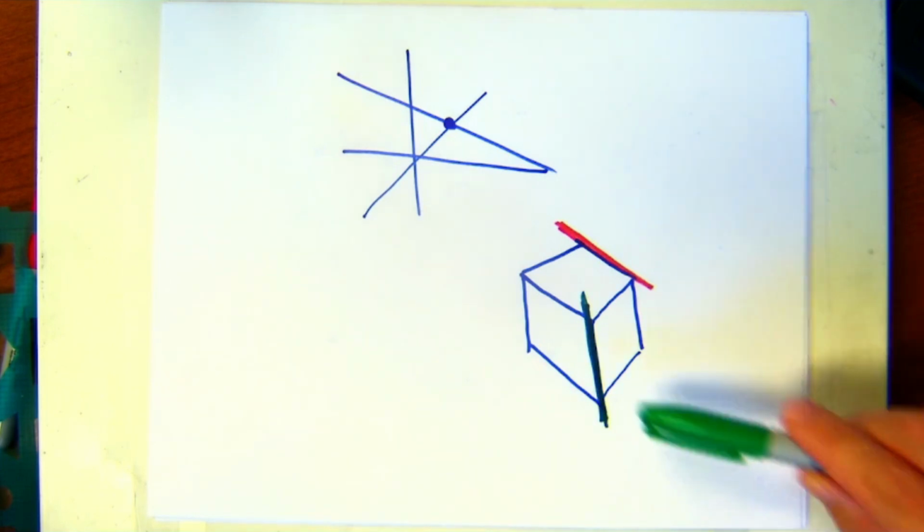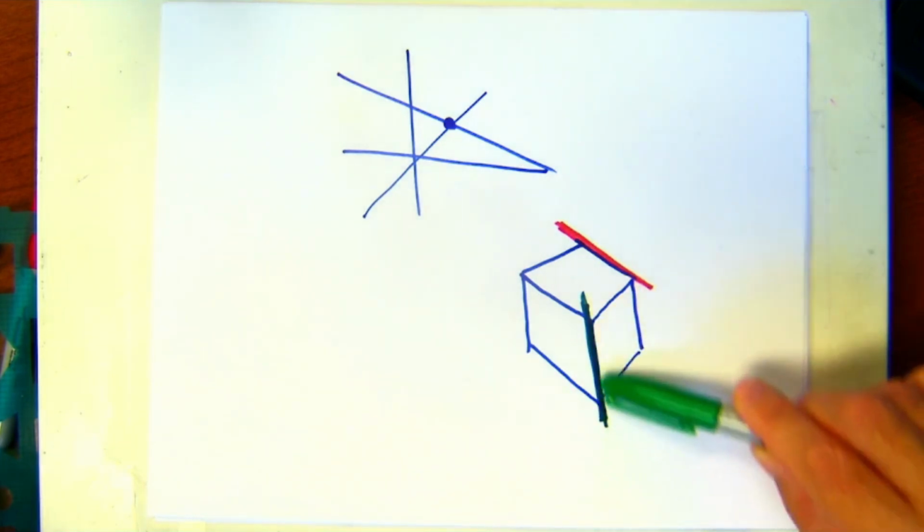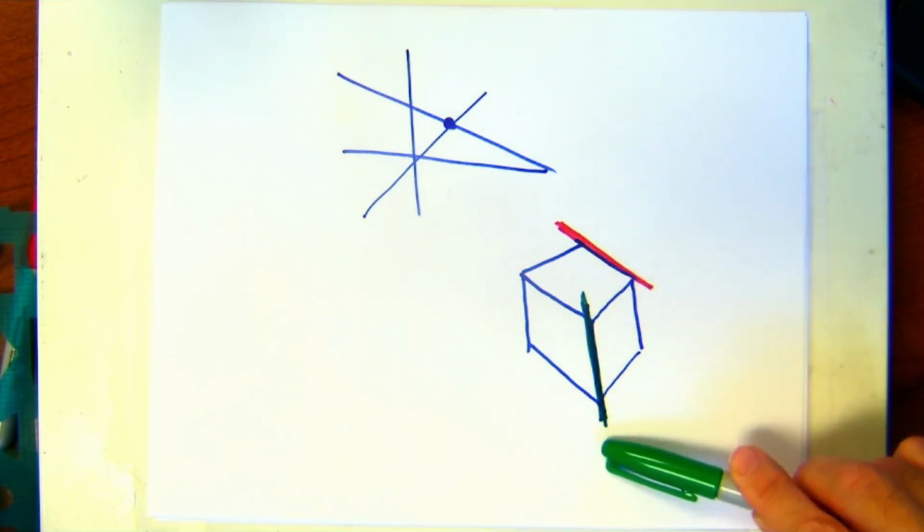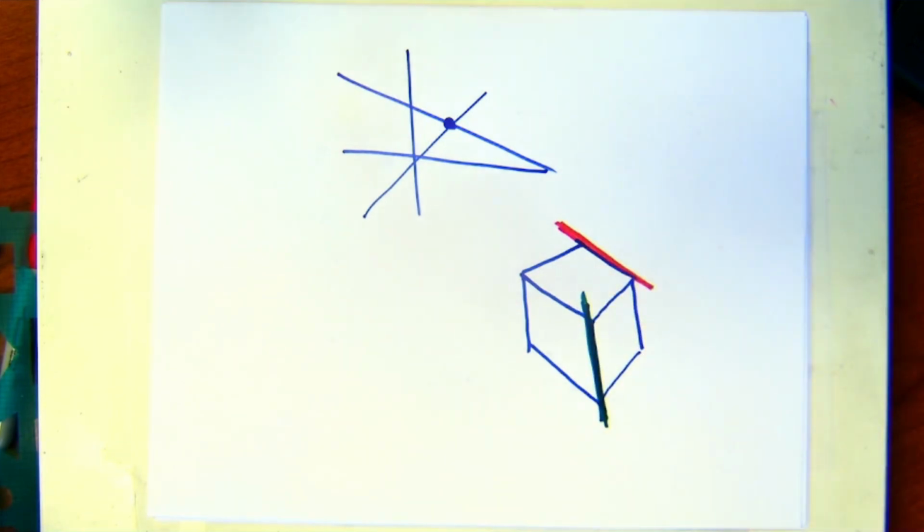This green line is along this vertical edge of the cube. I think it's pretty clear that firstly, these lines are not parallel to each other. Also, I think it's pretty clear from this drawing that they never touch each other.